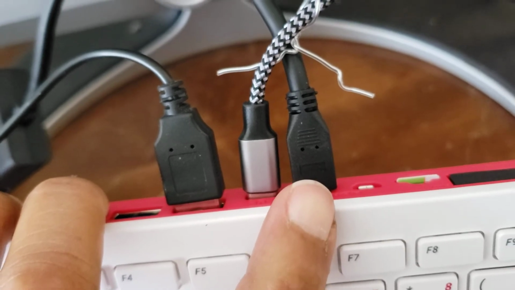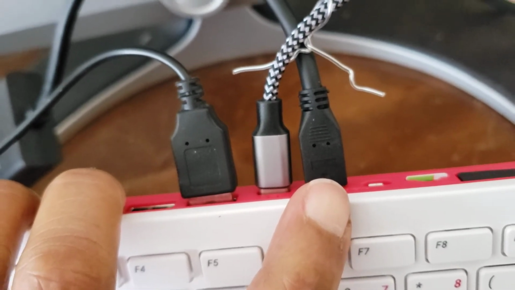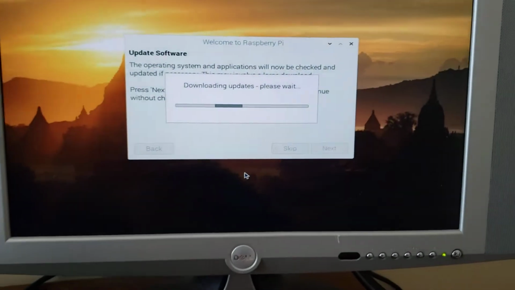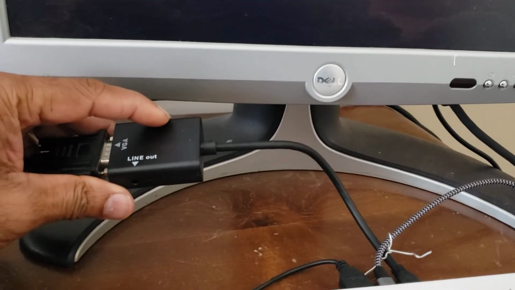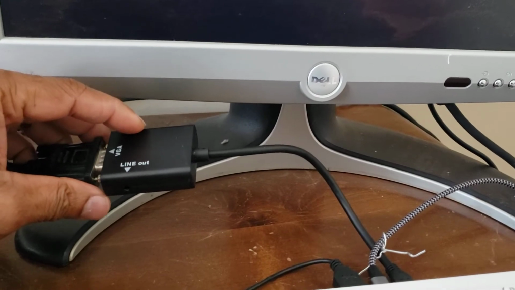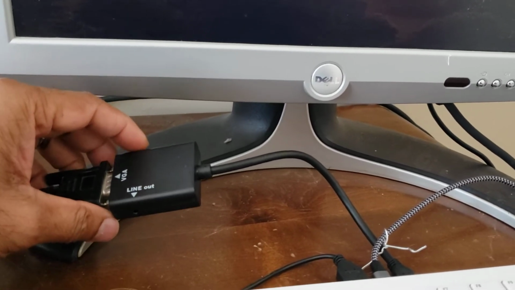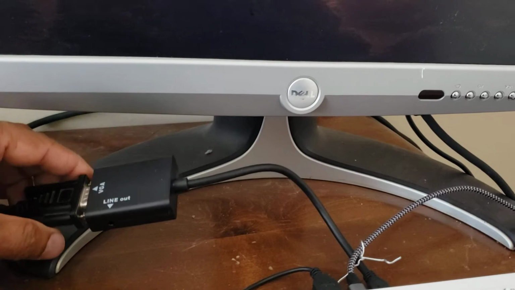What I also did was, in the back of this, there are some micro HDMI ports, which would be this one here, where I'm pointing. I'm using an old monitor, which is not HDMI. So I had to purchase a dongle, this one. It is about $16, $17 on Amazon. I'll put a link.